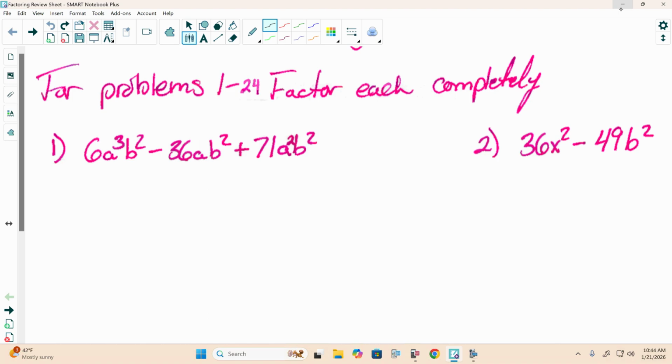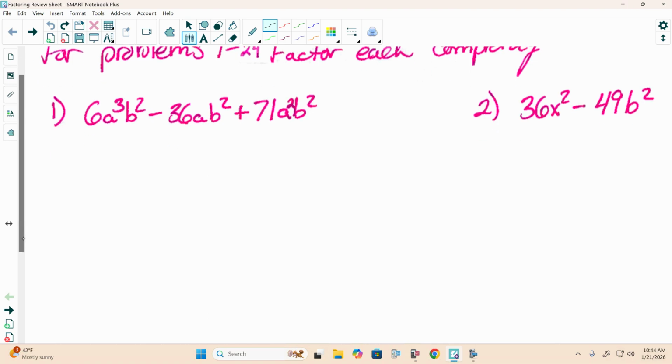If we look at problem number 1, 6a cubed b squared minus 36ab squared plus 71a squared b squared, the first thing we need to look for is a greatest common factor amongst these three terms. Now we do notice that all three do have a in common, so we can factor out an a. And they also all three have a b term. Now with our a term, a cubed, a, and a squared, the most that we can pull out of all three is just a. Because we can pull one a out of a cubed, we can pull one a out of just a, and we can pull one a out of a squared.